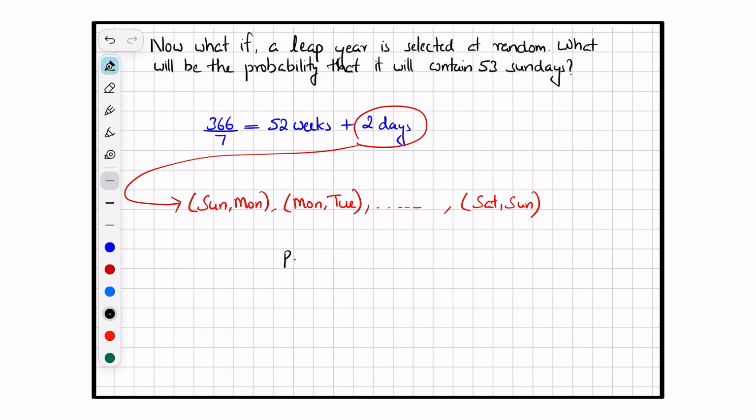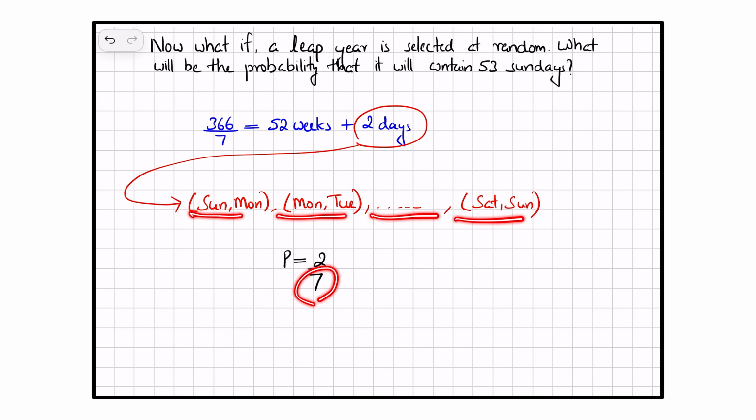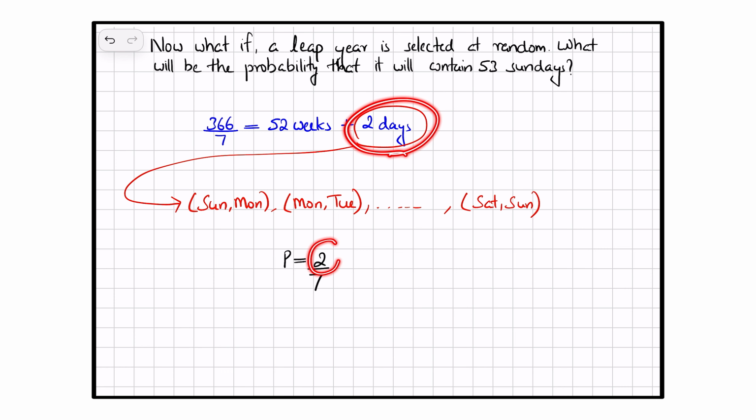So the probability will be 2 by 7. Once more, why 7? Because we have 7 possibilities for these 2 days. And why 2 here? Out of the 7 possibilities, 2 have Sundays in it, right?